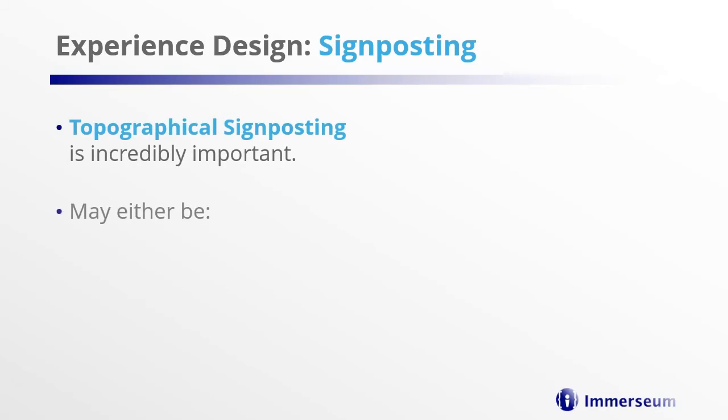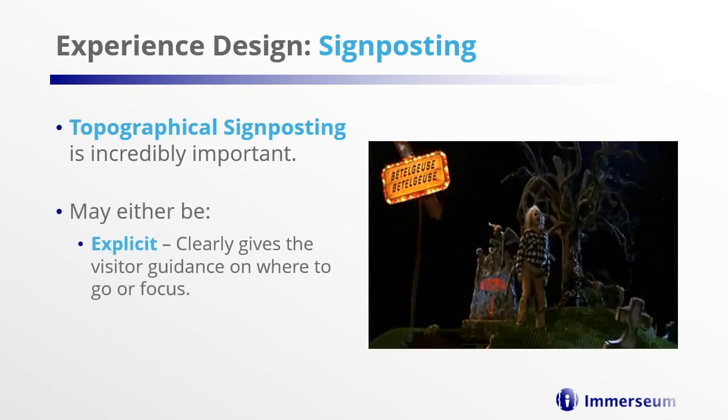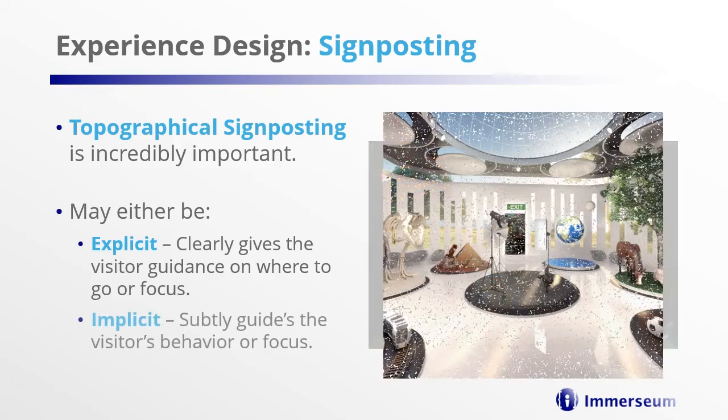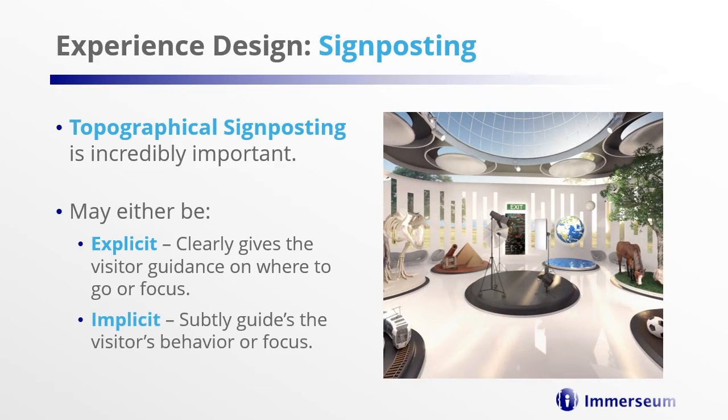So topographical signposting can either be explicit, like in the case of the Beetlejuice sign. It doesn't get much more explicit than an arrow with flashing neon lights, right? That's a signpost that says this is something you need to do. Or it can also be implicit. It can subtly guide and shape the user's focus.